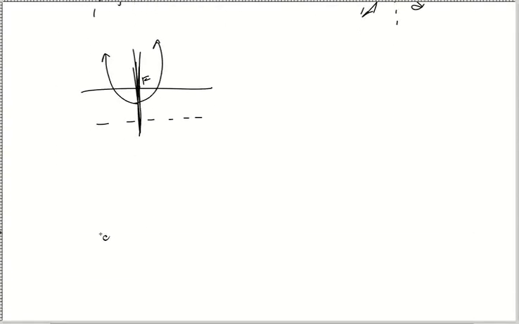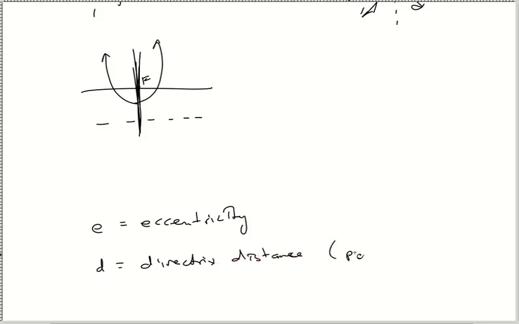So let me go and give you some definitions. e is your eccentricity. And you know what's funny? We were solving for eccentricity a lot in the last sections, but they never wanted it. So now we have it, and we're going to be using it. d is your directrix distance. The thing is that this is always positive. Always positive.